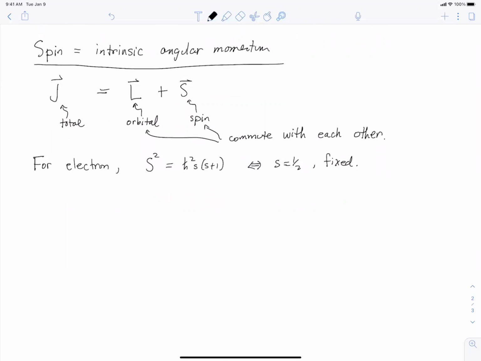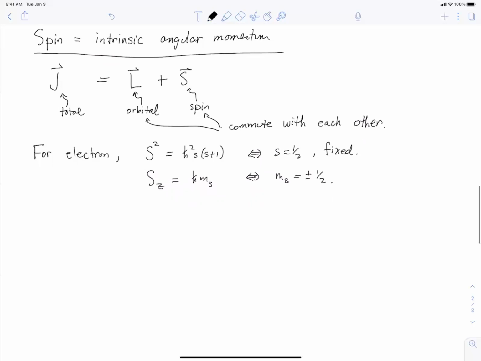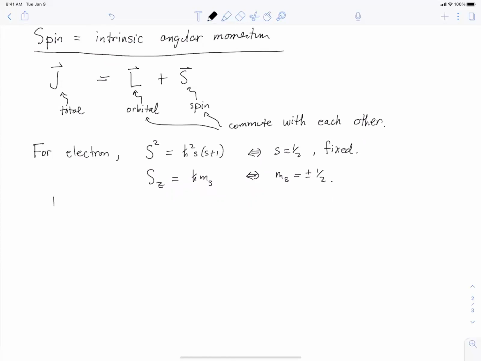On the other hand, what you can change is the direction of the spin, and that's given by the z component. I'll write m sub s to distinguish spin, and that can be 1/2 or -1/2. So that we can change. In comparison, there's also the total orbital angular momentum.